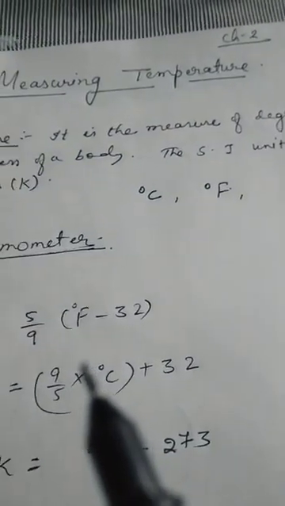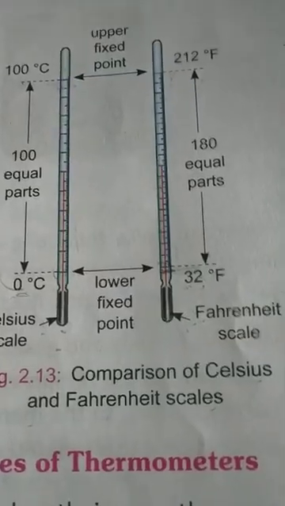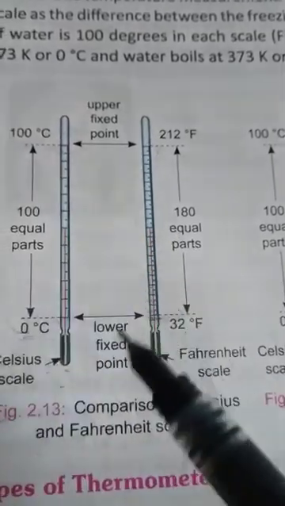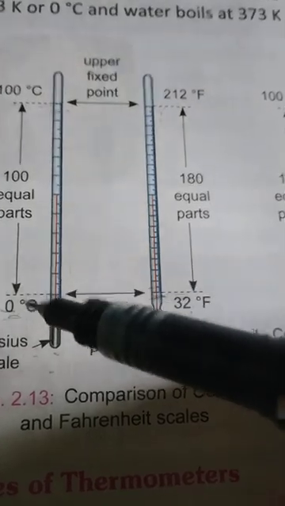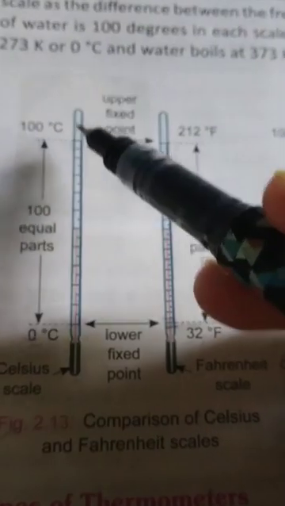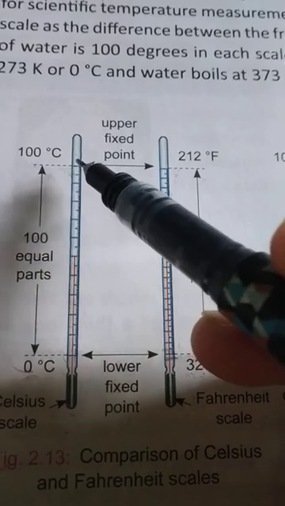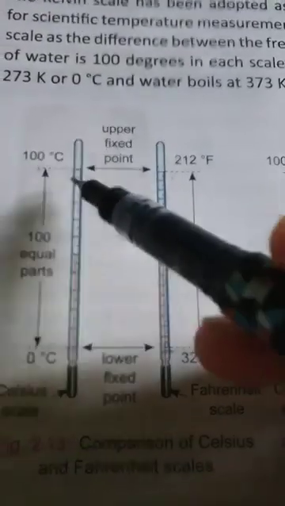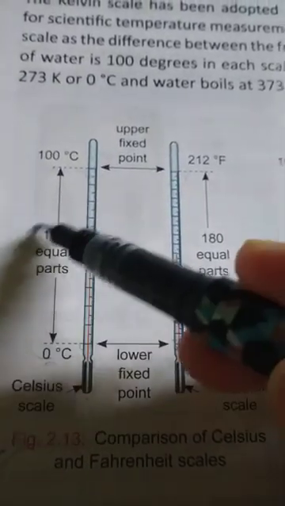So let us see this picture and see the comparison between different units. This is the comparison of the Celsius scale and the Fahrenheit scale in a thermometer. In the Celsius scale thermometer, the lower fixed point is 0, which is the melting point of ice, and the upper fixed point is 100 degrees Celsius. We know that 100 degrees Celsius is the boiling point of pure water, and the scale between these fixed points is equally divided into 100 equal parts.